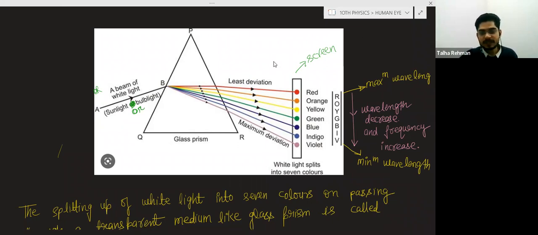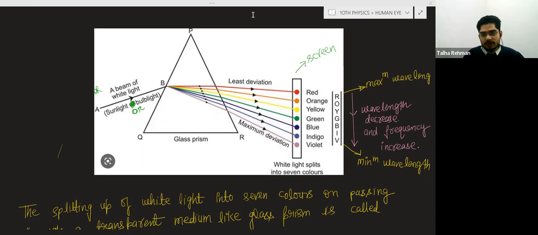Now we will discuss what are the real life examples of the splitting of light or dispersion of light. Basically, this red color has the maximum wavelength and violet color has the minimum wavelength. So in real life, there is one beautiful example: rainbow.